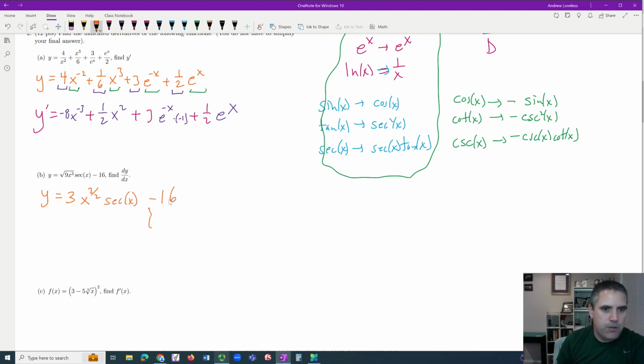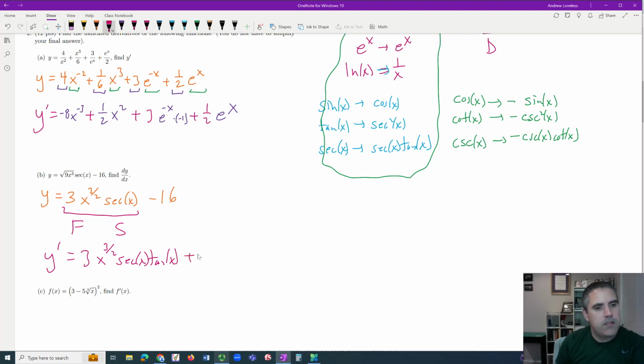Separate our terms, but the derivative of that term is just 0, so that's kind of a non-issue. And then for this expression, which is a mixture of things, ask yourself product, quotient, or chain. It's a product rule, first and second. So we're going to do first times derivative of the second, that's secant, which we know is secant tangent, plus the derivative of the first, which is 9/2 x to the 1/2 times the second.